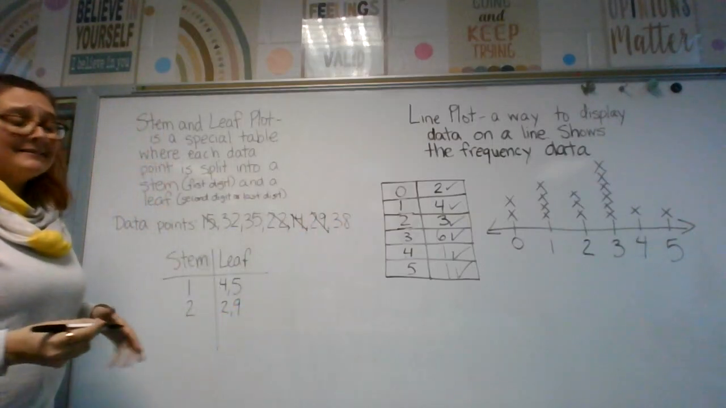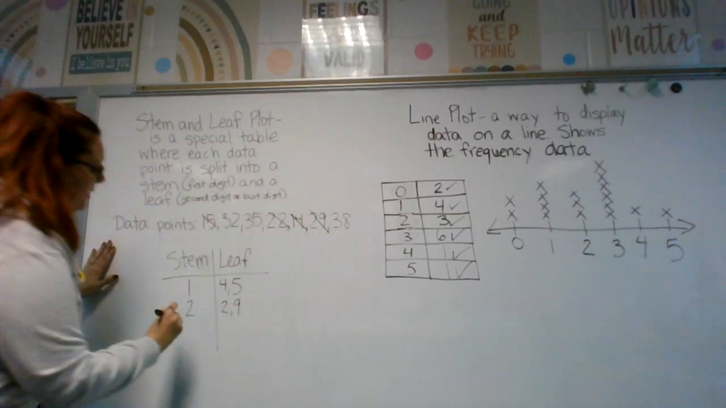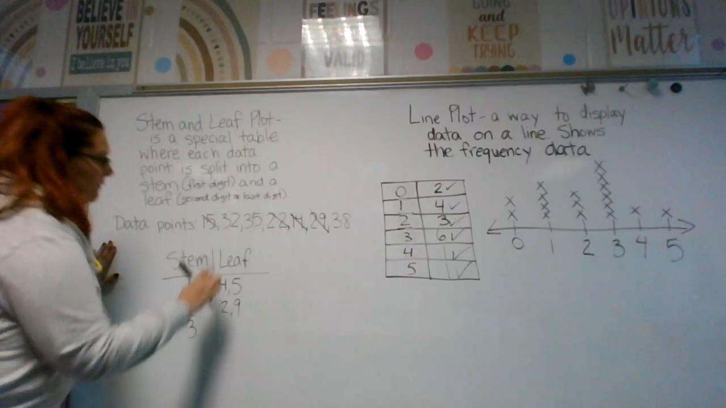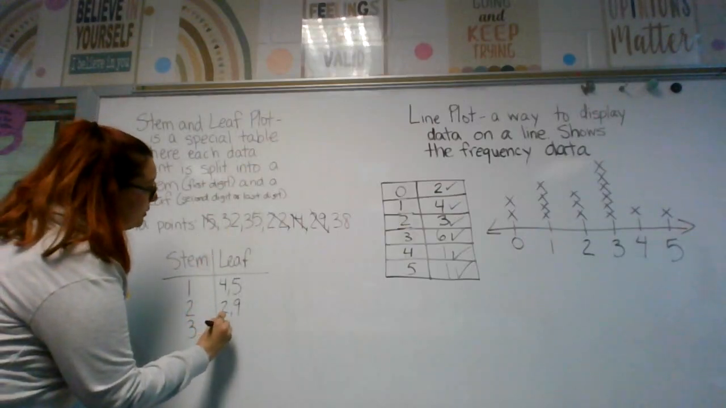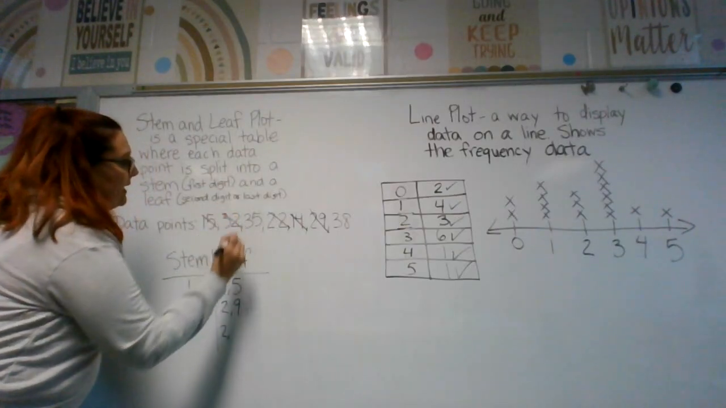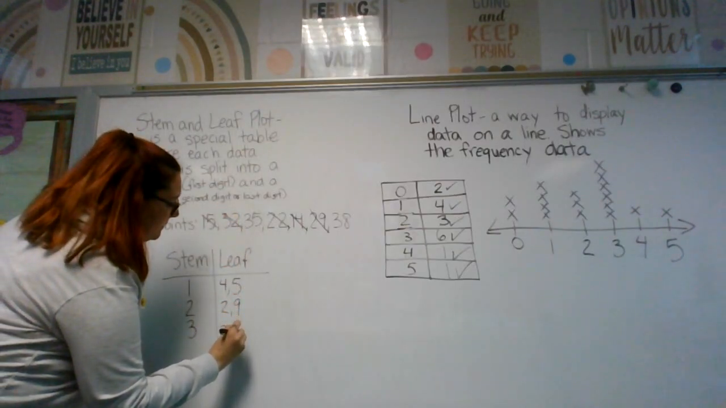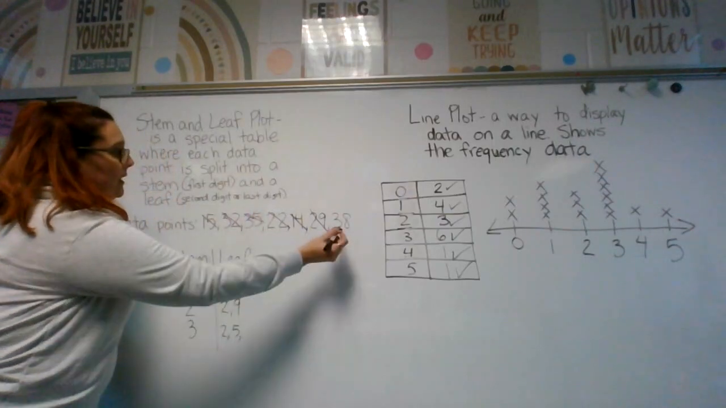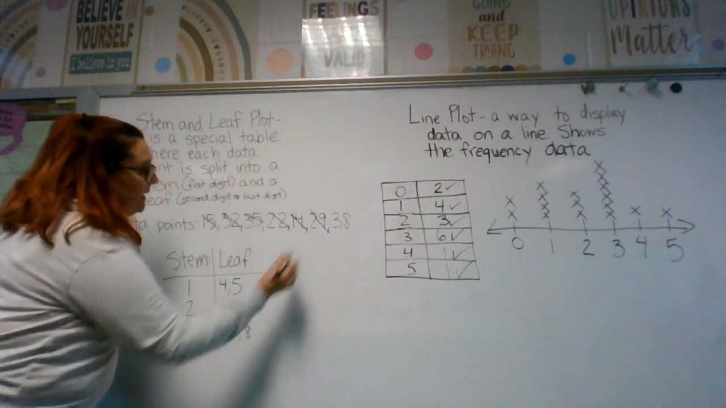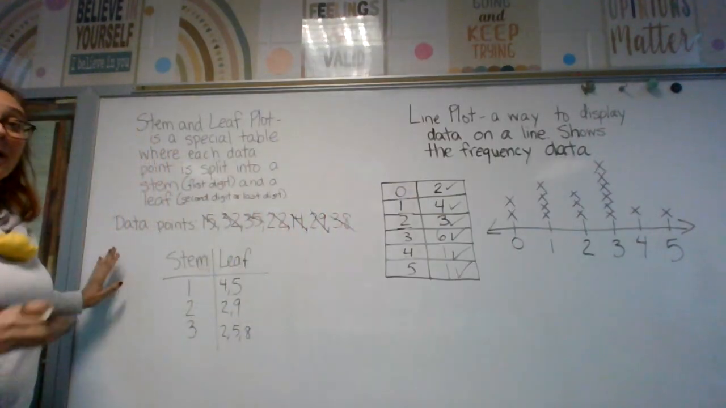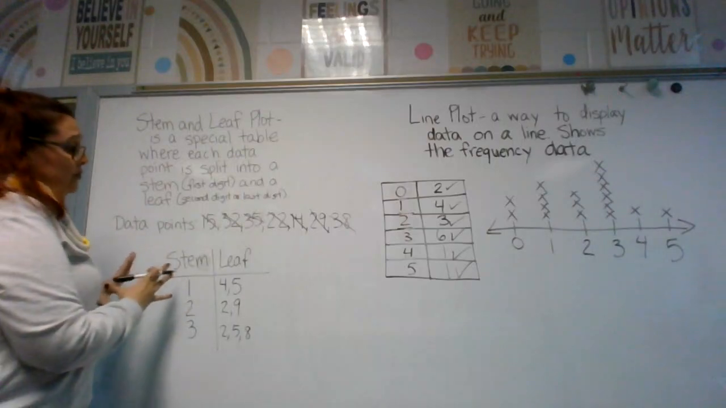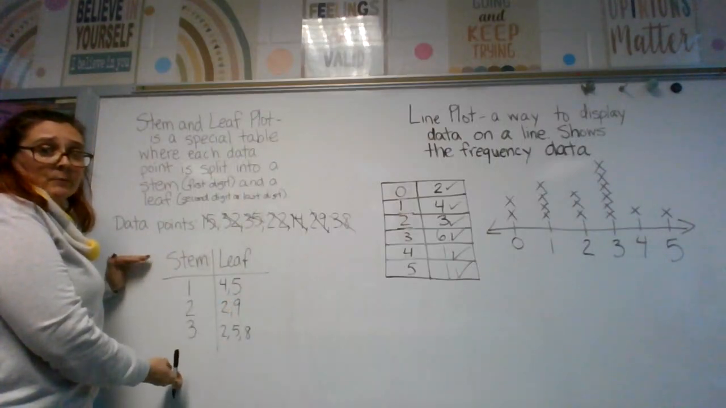Finally, my last stem would be a 3. For 30, I have 32. Cross that out. 35. And 38. This is nice when you have lots of data because it allows you to put a lot of information in a small chart.